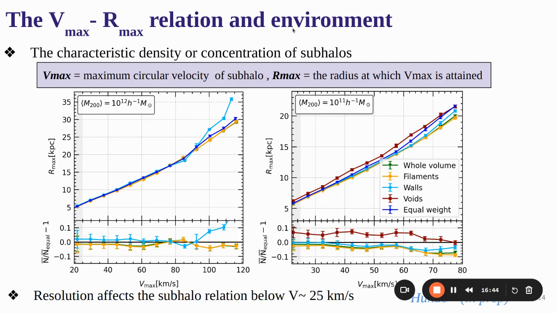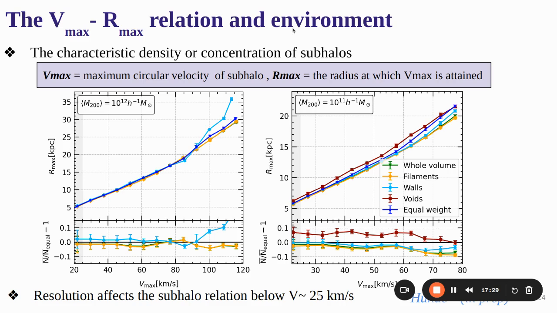The other property we have studied, subhalo properties dependent on the environment, is the Vmax-Rmax relation. Mostly, to quantify the density profile of halos, we use the NFW profile or Einasto profile, but we can't use that for subhalos because they have more truncated inner density profiles, since after they merge into their parent halos, they are affected by different dynamical processes. So the Vmax-Rmax relation is the best one to quantify the characteristic density of subhalos. Vmax is the maximum circular velocity of subhalos, and Rmax is the radius at which this Vmax is attained.